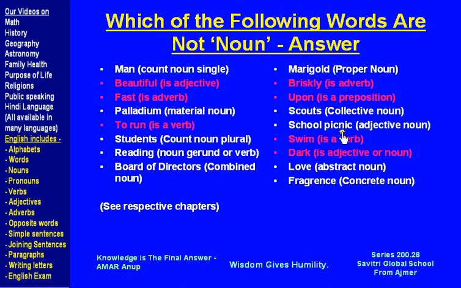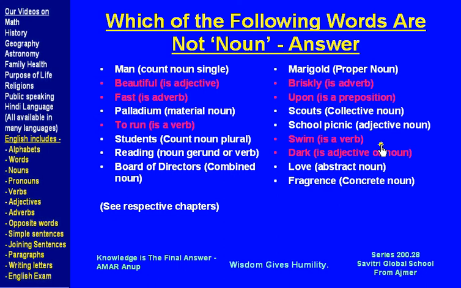Next word is school picnic. Now here the word school is telling more about the word picnic. Whose picnic? School picnic, not old people's picnic, not kindergarten picnic. It is school picnic. So the word school is an adjective noun and picnic is the noun. Remember, adjectives inform more about a noun. That is the definition of an adjective. Here the word school is telling more about the noun picnic, so school is an adjective noun.